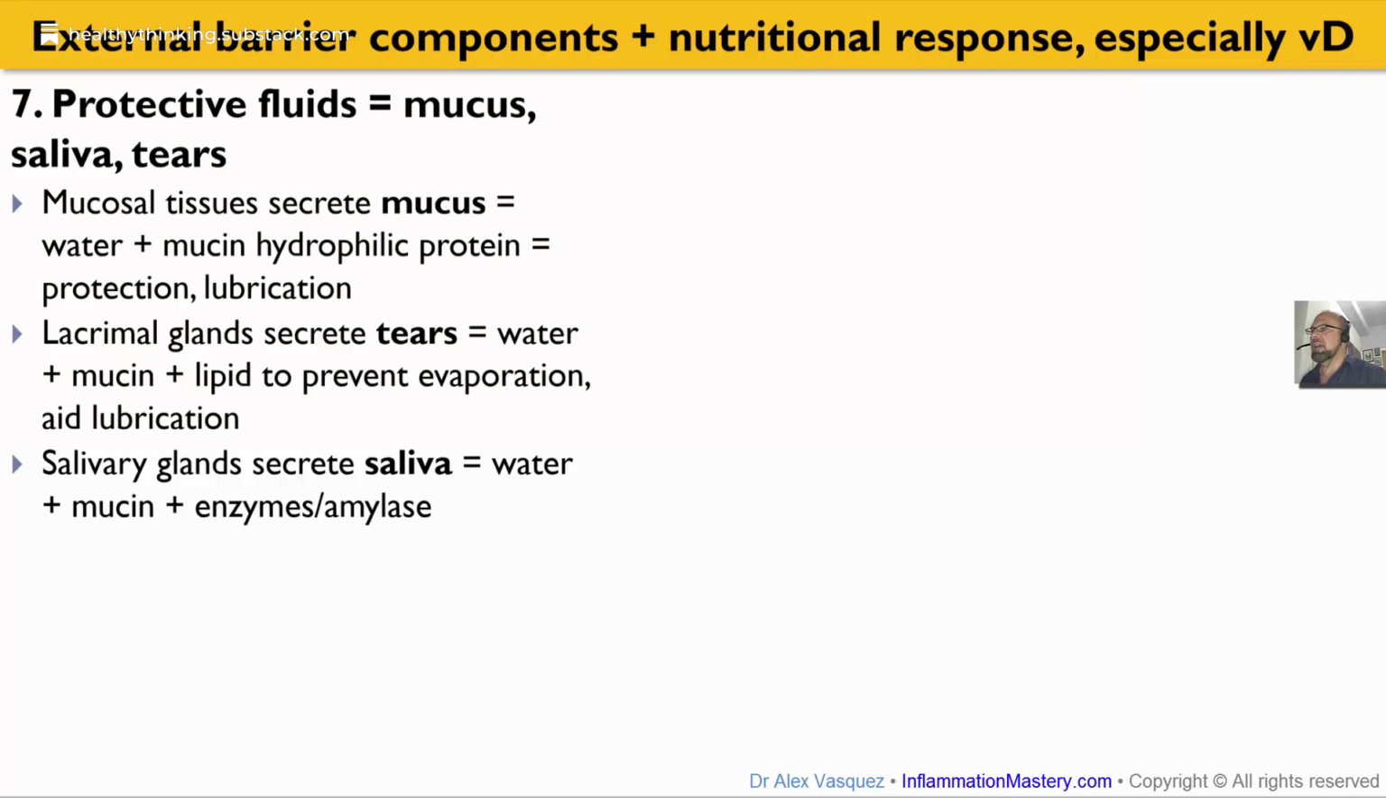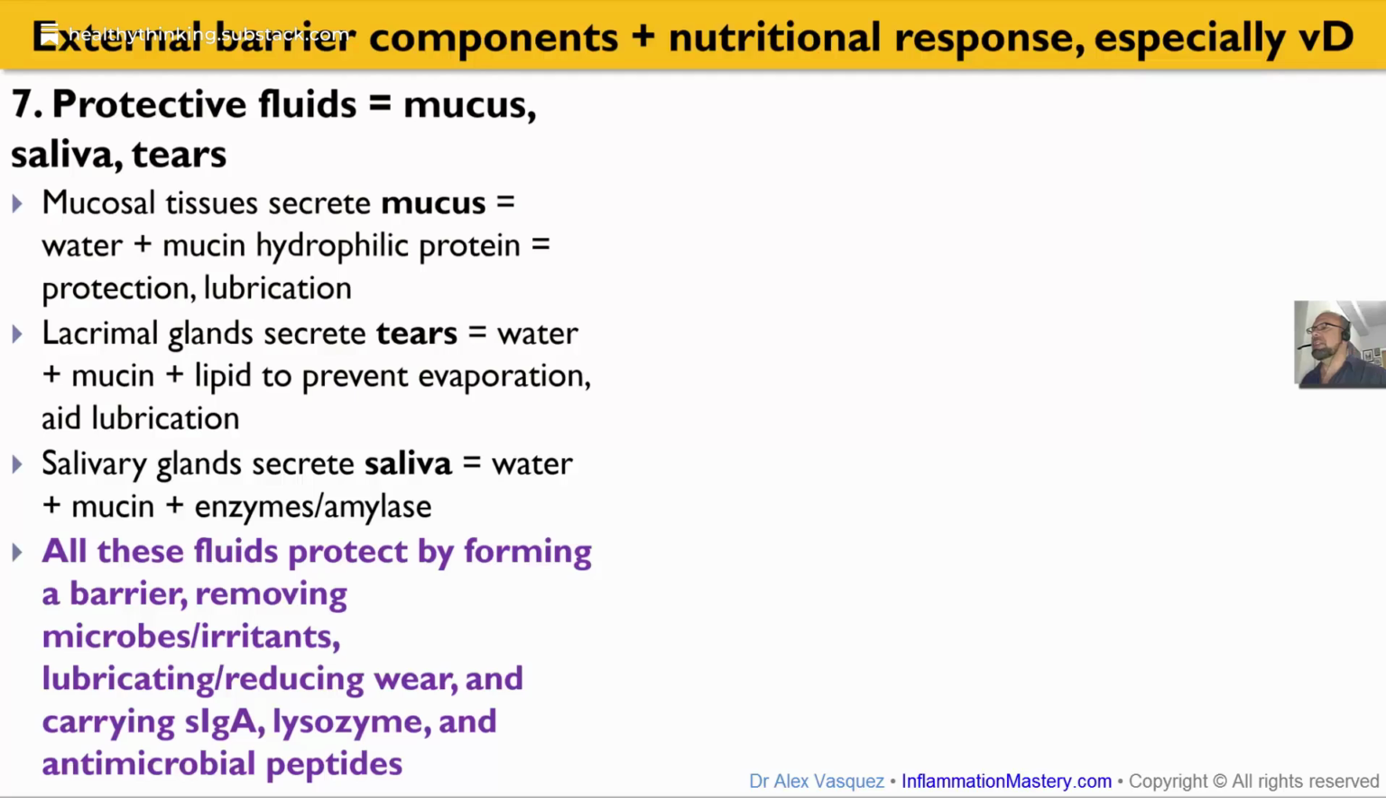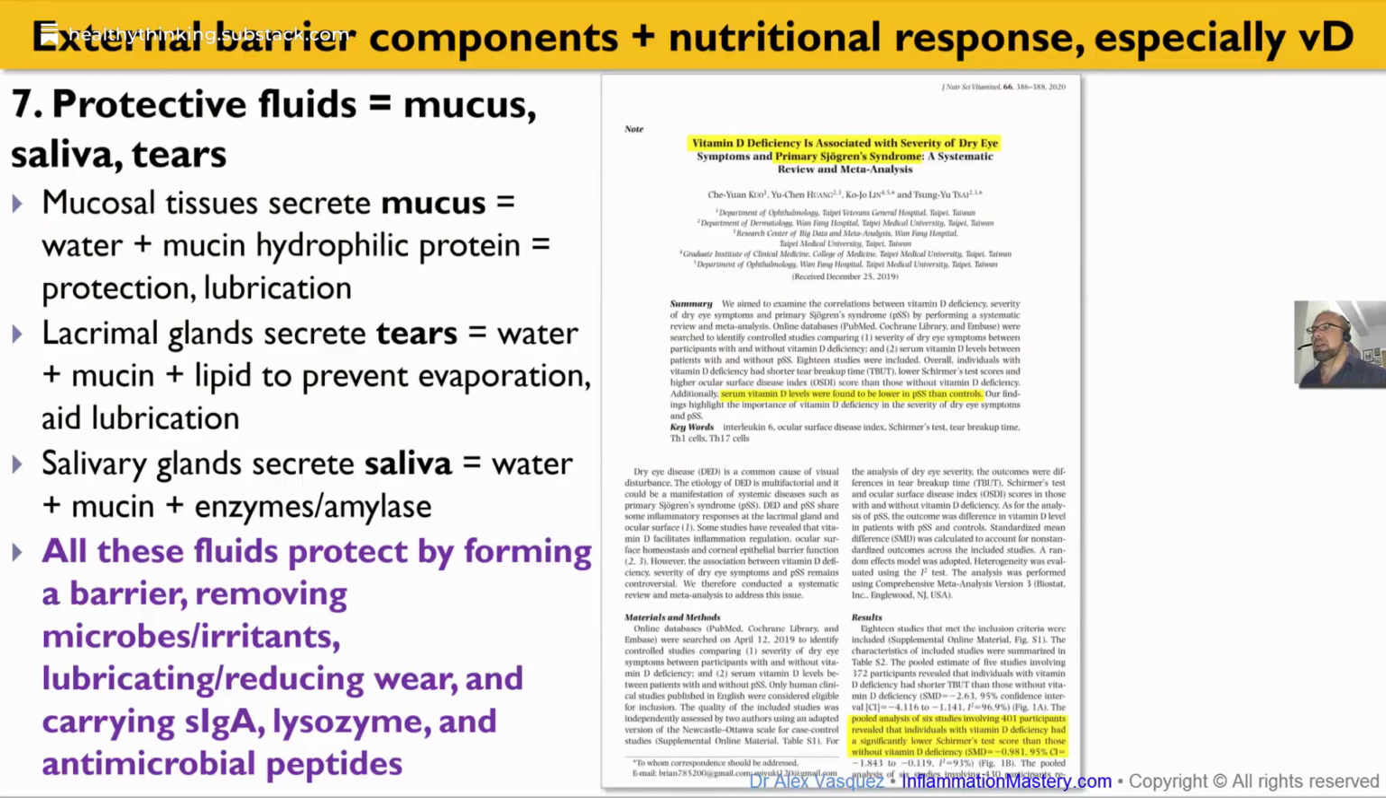Salivary glands secrete saliva, which is a combination of water, mucin, and enzymes and amylase, and all of those, of course, contain secretory IgA and antimicrobial peptides. All of these fluids protect by forming a barrier, removing microbes and irritants and antigens, lubricating and reducing wear, and carrying secretory IgA, lysozyme, and the antimicrobial peptides.